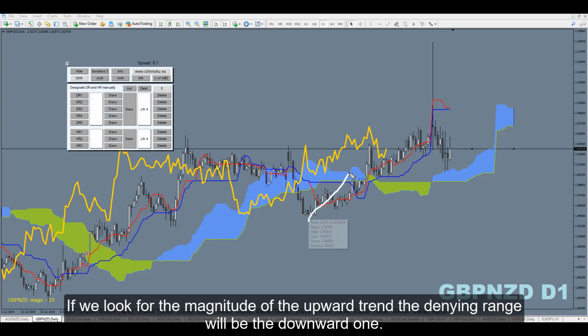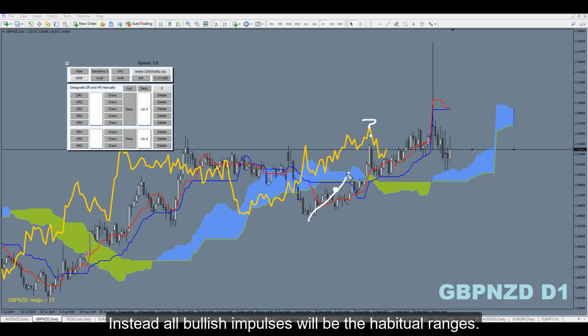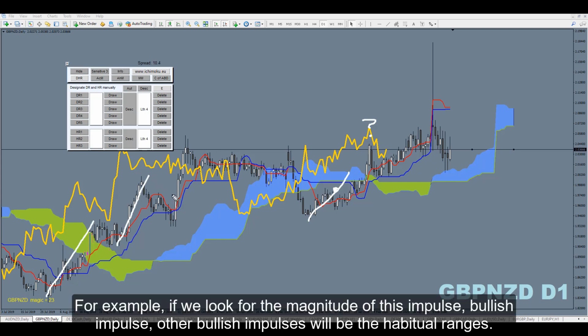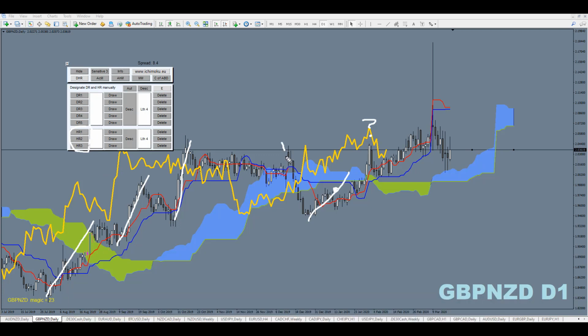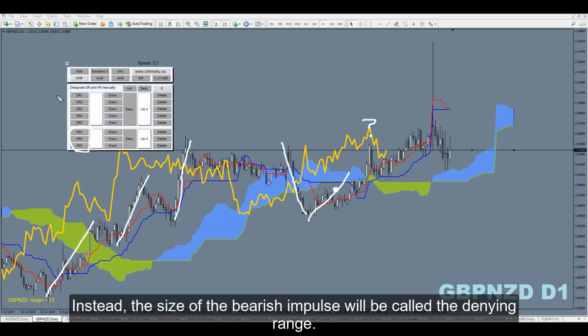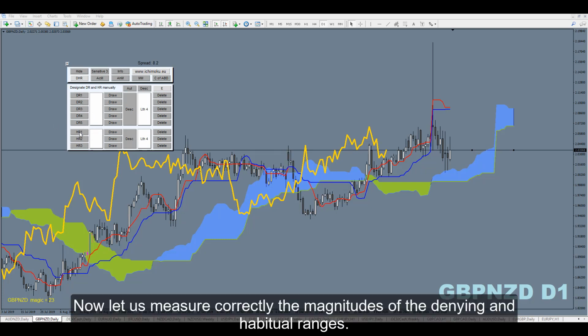If we look for the magnitude of the upward trend, the denying range will be the downward one. Instead, all bullish impulses will be the habitual ranges. For example, if we look for the magnitude of this bullish impulse, other bullish impulses will be the habitual ranges. Instead, the size of the bearish impulse will be called the denying range. Now, let us measure correctly the magnitudes of the denying and habitual ranges.